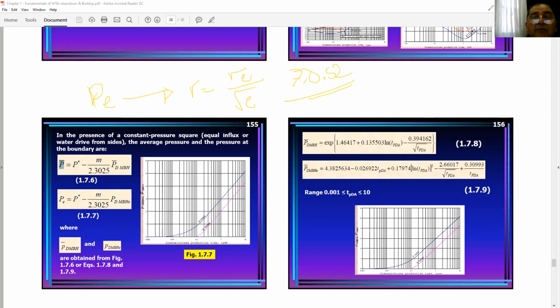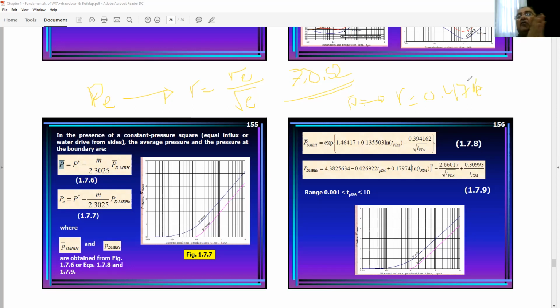While P-dash is also a reservoir pressure, calculated where? Calculated at r equal to 0.47 re. That is less than half the distance. This is why PE is greater than P-dash, but it is less than initial reservoir pressure.